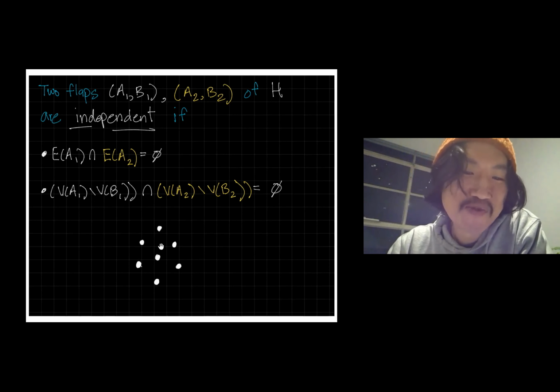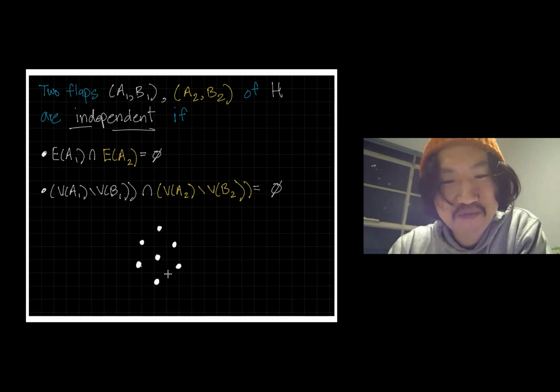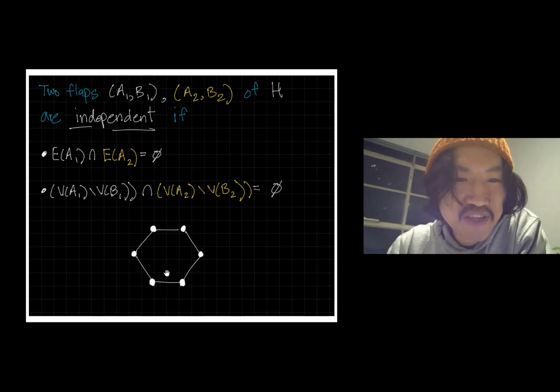But this graph has no edges, so of course all the flaps that I draw will be edge disjoint. There's no edges, so you really need this edge disjoint condition for this example to make the flap number 7. And here's an example to show that you really need this condition as well, right?